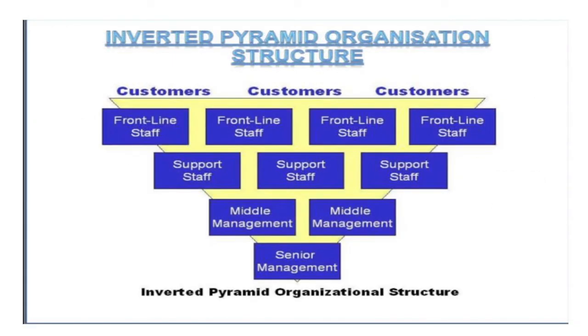Look at here: frontline staff, support staff, middle management, senior management. First, frontline staff will deal with the customer; if not possible, then support staff, then middle management and senior staff. It is an inverted pyramid structure, okay?